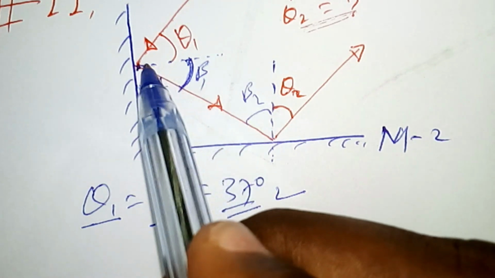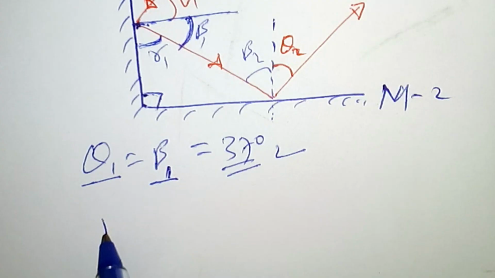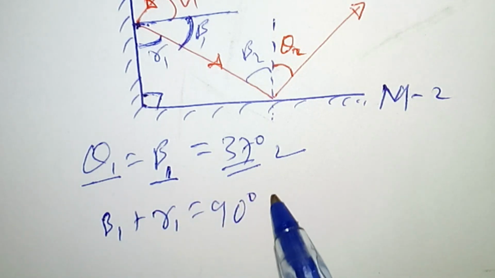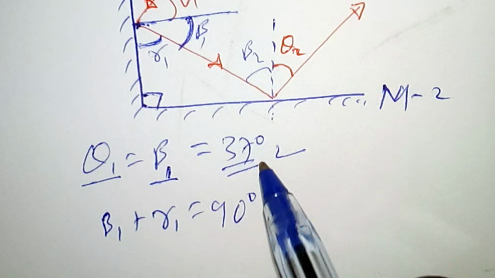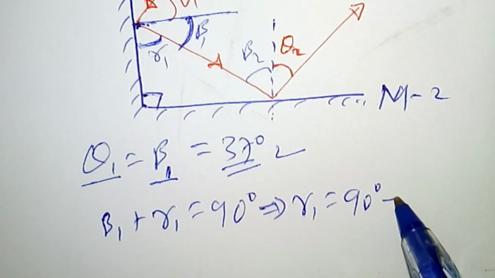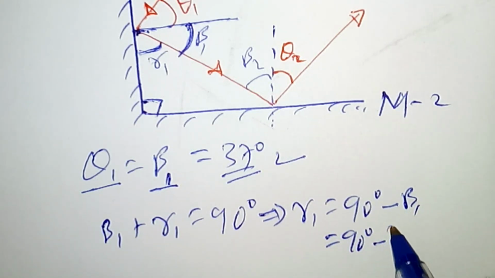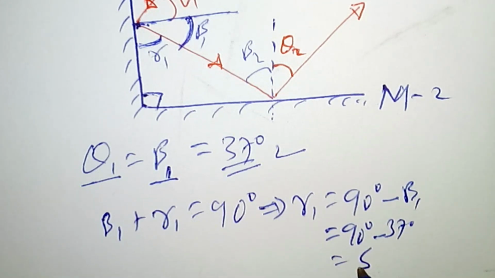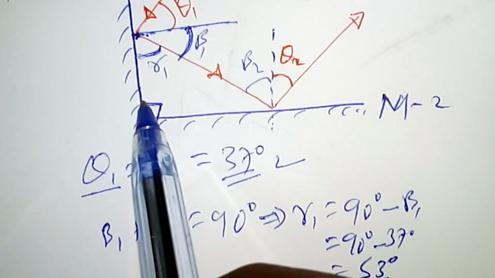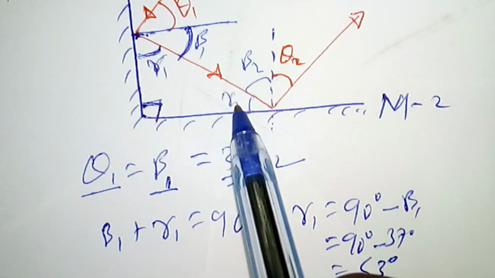So from the geometry, if this is the normal of the plane from mirror 1, then beta 1 plus gamma 1 is equal to 90 degrees, and I can find the angle gamma 1 from this diagram. So gamma 1 is equal to 90 degrees minus beta 1, which is 90 degrees minus 37 degrees, which is equal to 53 degrees.